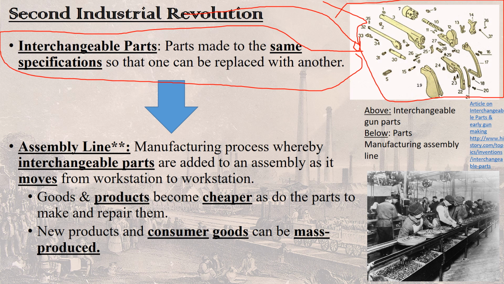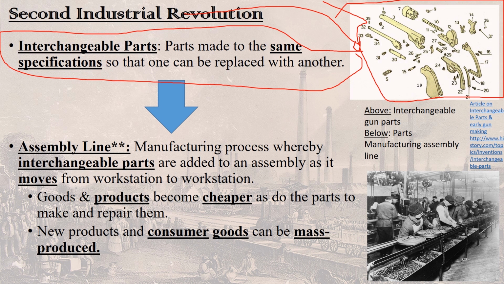You're using guns, they get dirty, they get broken, they get damaged. You don't want to throw out the whole gun, especially if you're an army or someone surviving out in the wilderness. So the ability to buy interchangeable parts, so that this screw is the same as this screw, so I can just change out these screws and the firing pin and the gun still works. I don't have to buy a brand new gun. That really takes off.